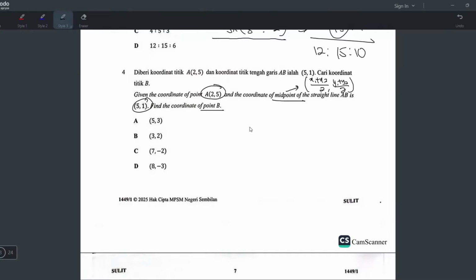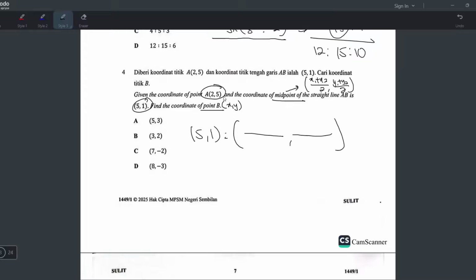Tapi ya, kita bukan nak cari titik tengah sekarang. Dia dah bagi dah titik tengah. It's 5, 1. That means they give you the answer already and you're trying to cari balik point yang dekat hujung. So, point A is point yang dekat hujung, but there's one more point yang dekat hujung which is point B. Tapi point B ni kita tak tahu, kita tak cari. So, kita jadikan dia XY dulu.